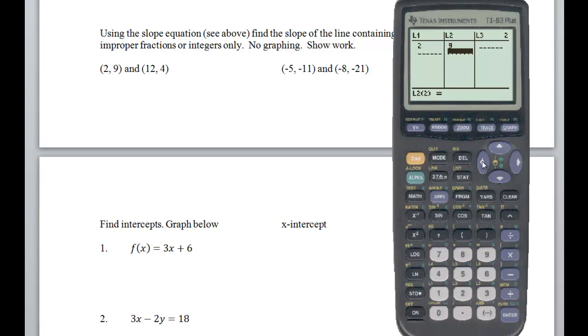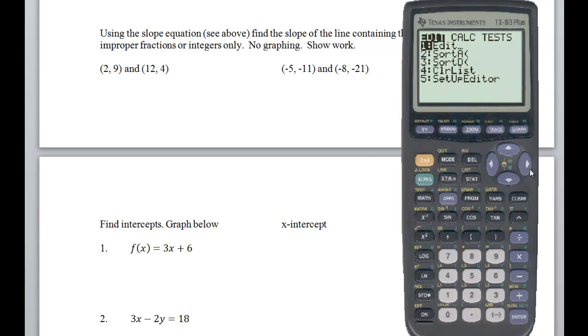Click on the left arrow key, and then you'll notice that you can type in 12, Enter, and then click the right arrow key and click 4 and then Enter. Now I've entered in two coordinates, 2, 9 and 12, 4. What I can use is the regression line part of this calculator to get a slope and a y-intercept from these 2 points.